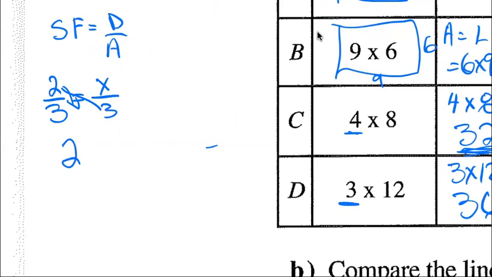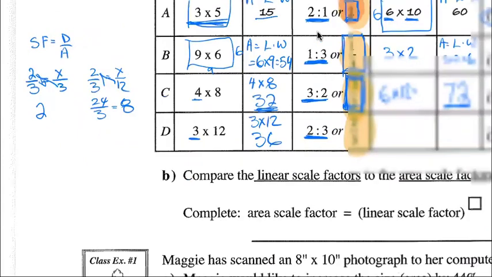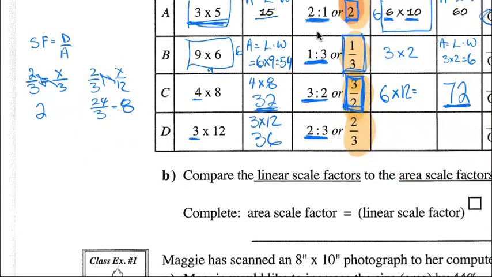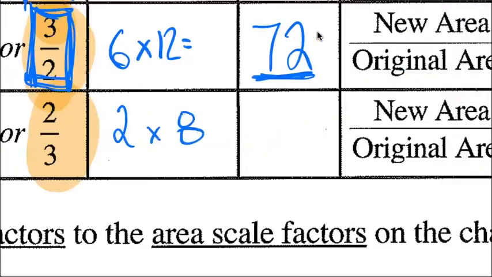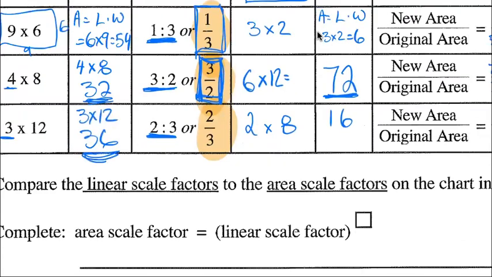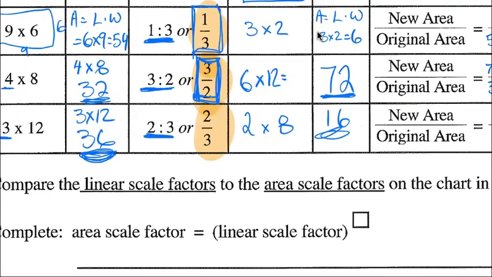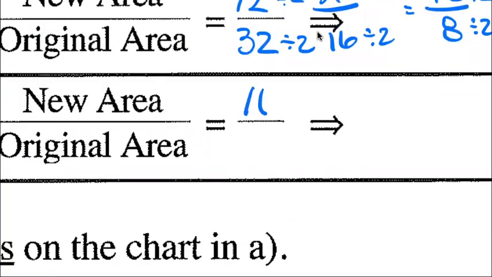And then I convert my 12. 2/3 is x over 12. 12 times 2 divided by 3 is 24, divided by 3 is 8. So my new dimensions are going to be 2 by 8, or my new area is 16. So my original area was 36. My new area is 16. So let's look at that: 36 is my old, new area is 16.